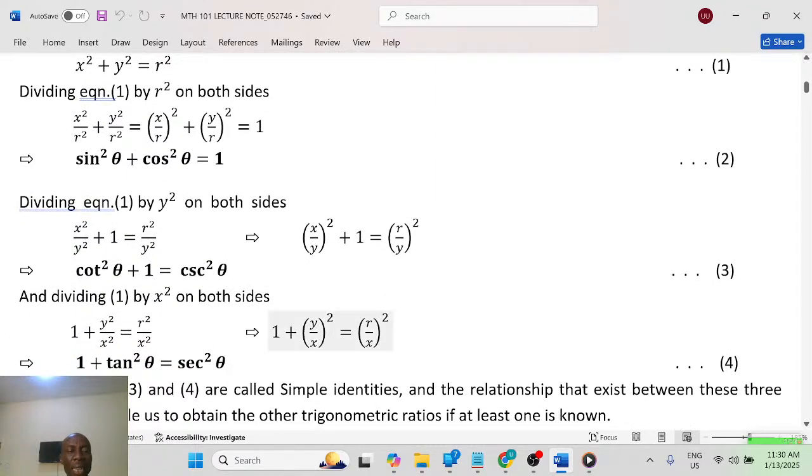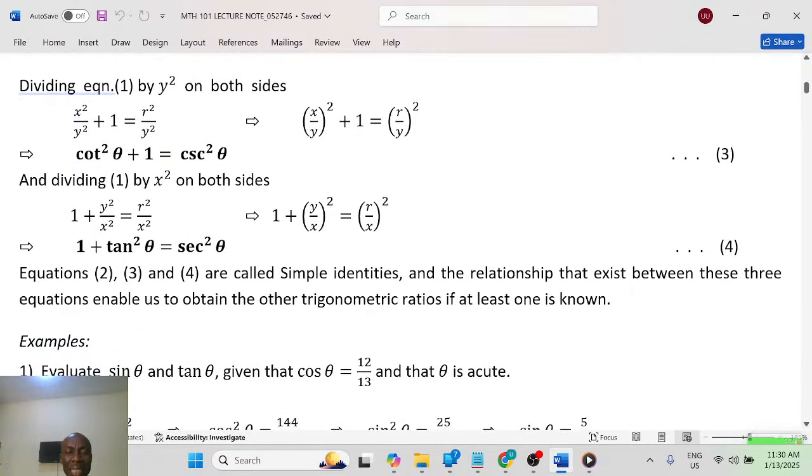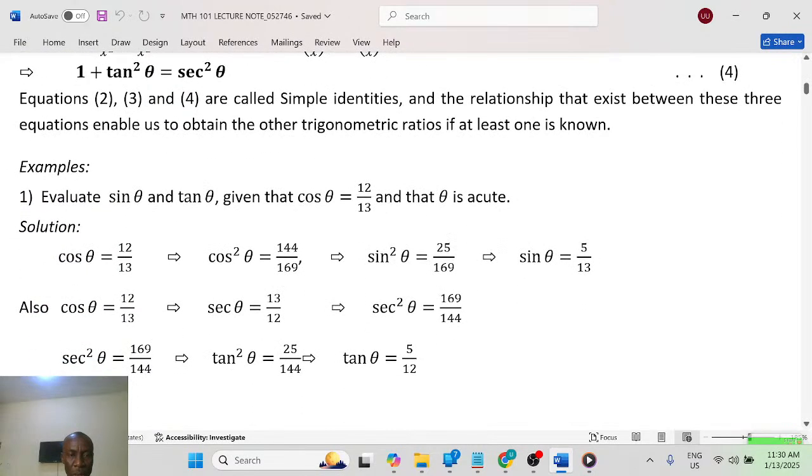If you also divide equation 1 by X squared, it will lead us to 1 plus tan squared theta equals sec squared theta. So these are the three simple trig identities that we'll be using as far as this course is concerned.